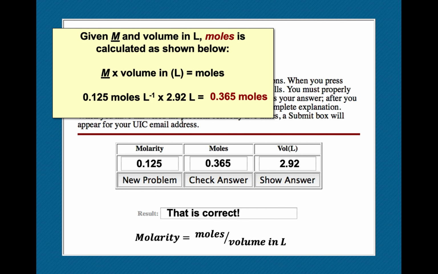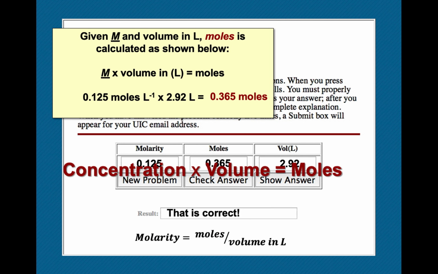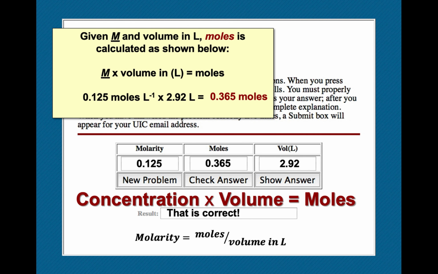Now what we have just done here is something else that is worth remembering. We have taken a concentration of a solution. We've multiplied it by its volume. And what do we get? Moles. Concentration times volume is moles. That is also worth writing down because it's a very useful expression. We'll use it a lot.